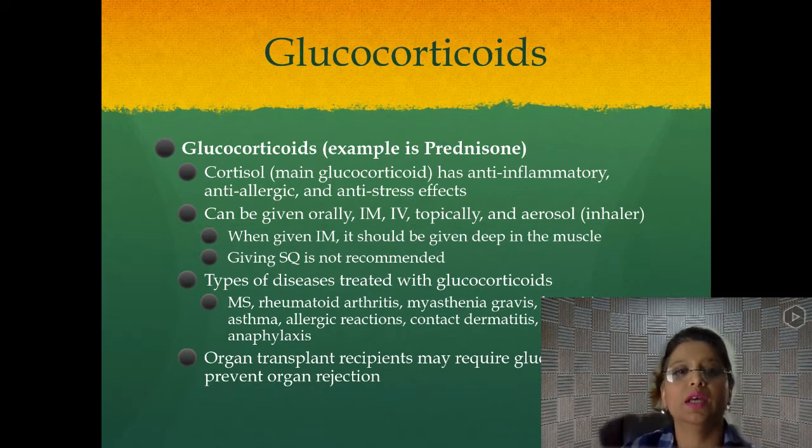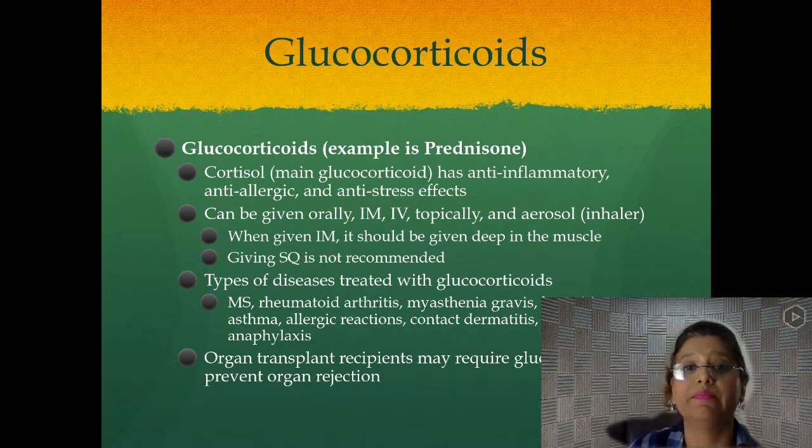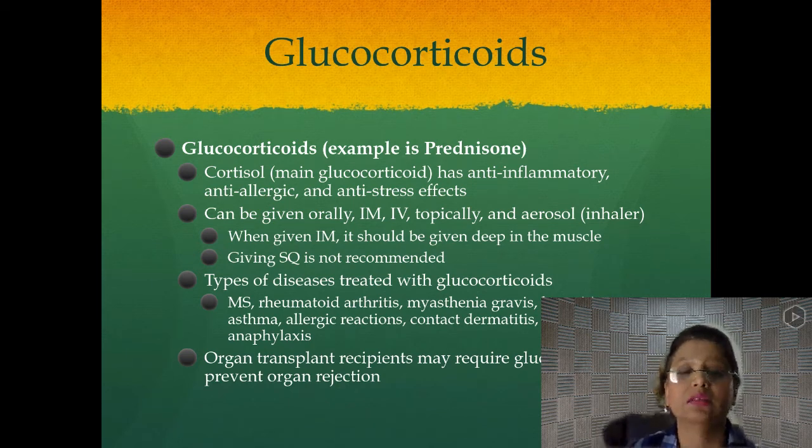Types of diseases treated with glucocorticoids are rheumatoid arthritis, myasthenia gravis, severe inflammatory conditions such as liver inflammation, asthma, allergies, contact dermatitis, anaphylaxis, and organ transplant. So let's say someone's kidneys were not functioning and they went to the doctor. The doctor says, we have someone who died and we have those kidneys available. Do you want to have a transplant? And they say yes. So let's say their body matches, and they put in a new kidney and take the old one out through surgery.